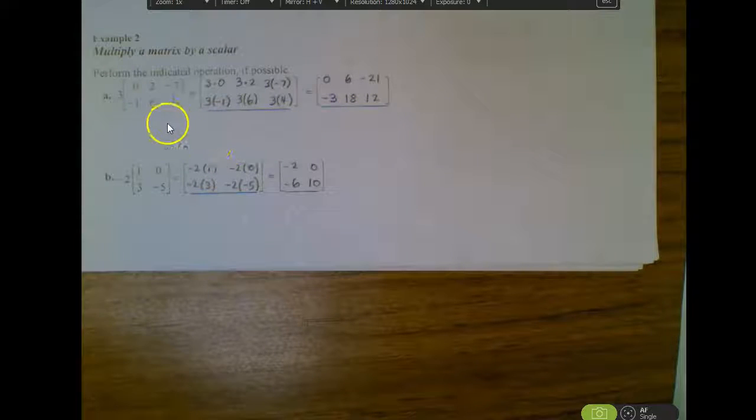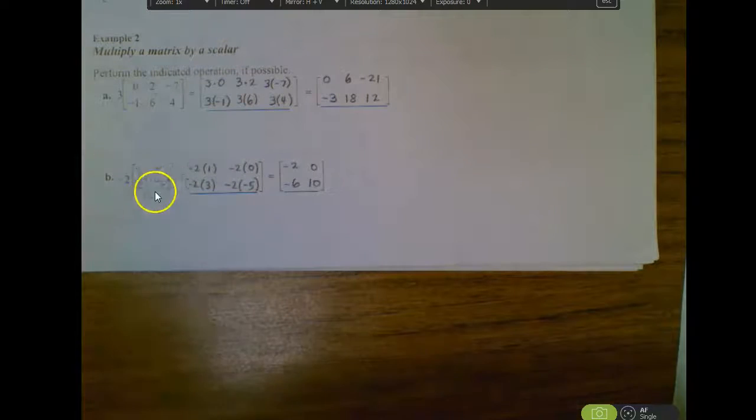Notice, just like the ones up above, the dimensions do not change. This was a 2 by 3. Our answer is still a 2 by 3 matrix, so that should never change. Here's just a scalar of -2. Same deal. You would just distribute that to all 4 elements, and this would be the result.